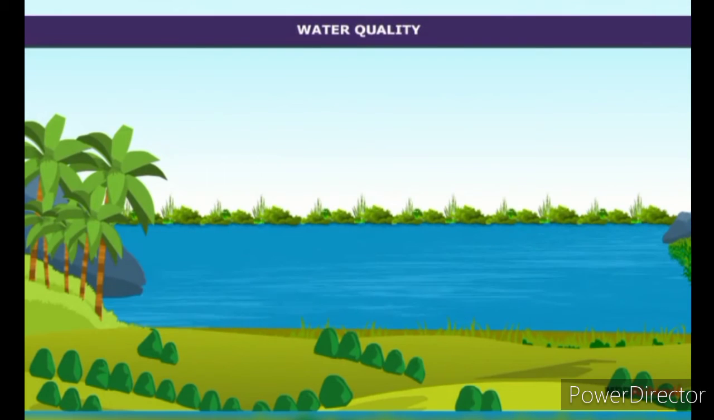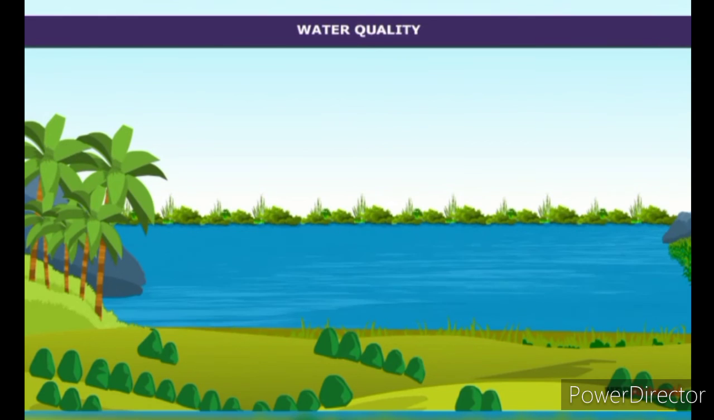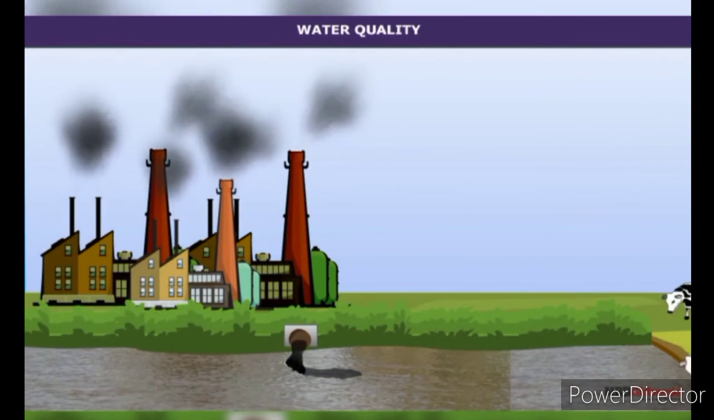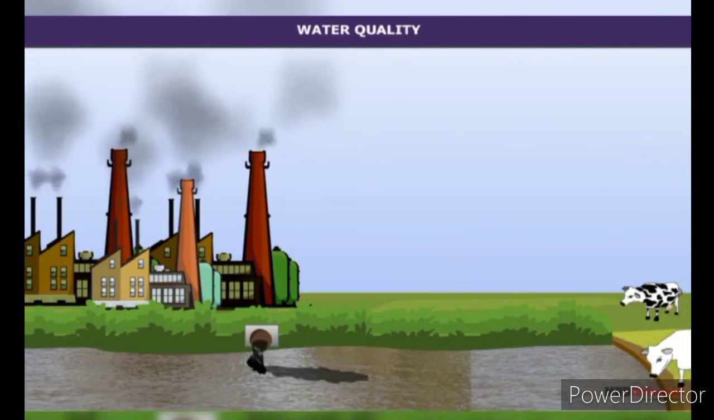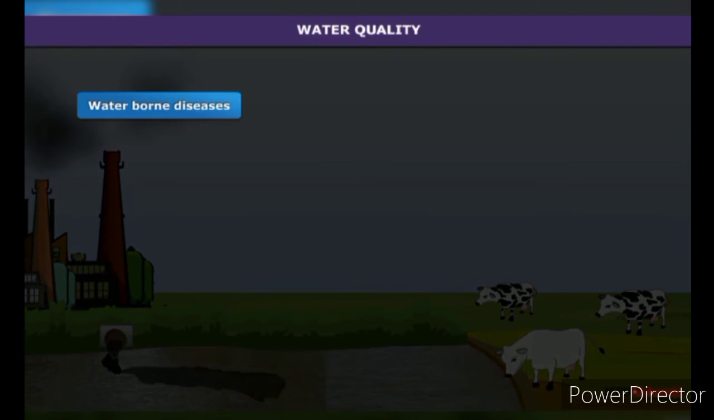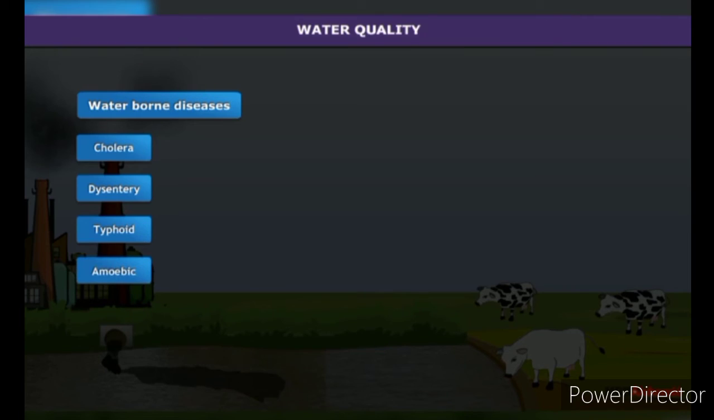Water quality. Water has certain properties. In its pure form, it is an odorless and colorless liquid. It easily gets contaminated with hundreds of different types of wastes that affect its quality. It becomes saline but does not decompose easily. The common waterborne diseases are cholera, dysentery, typhoid, and amoebic infections.